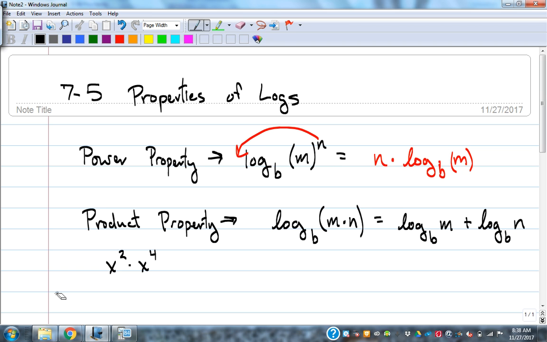Okay, the product property takes the multiplication of things and makes it addition, and inversely does the opposite there. If it's addition of two logs that are the same, you can turn it into a multiplication and condense it down to one log, which is very useful in solving equations.